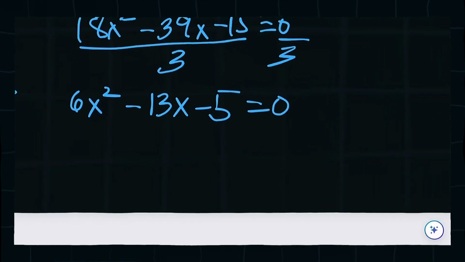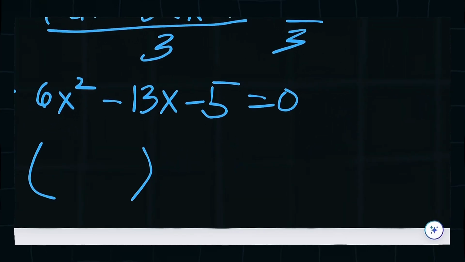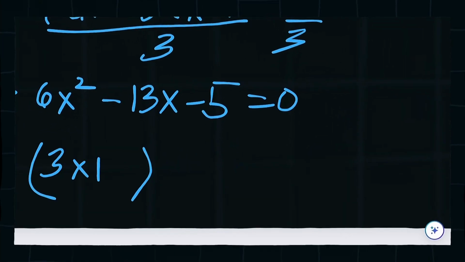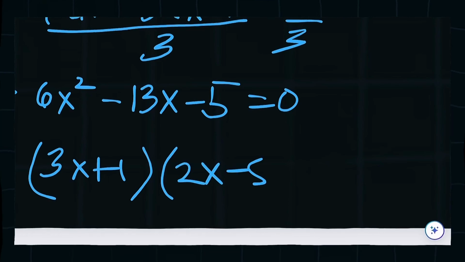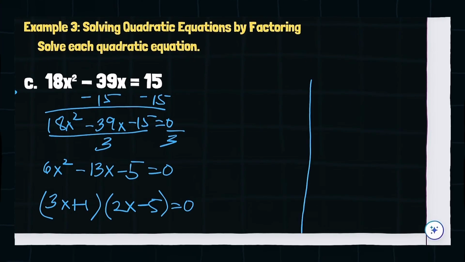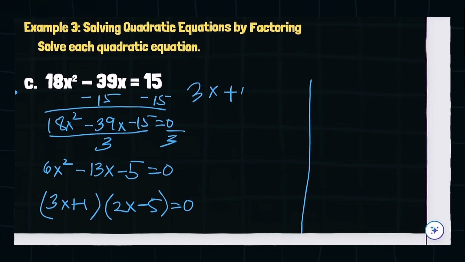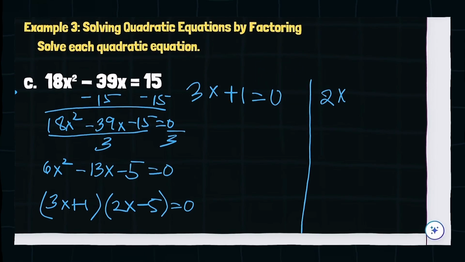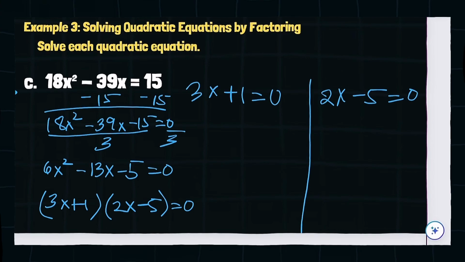At this point, it is easy for us to factor that, right? We find the two factors. 3x plus 1 times 2x minus 5 equals 0. Finally, we can equate each factor to 0. On the left side we have 3x plus 1 equals 0. On the right side we have 2x minus 5 equals 0.